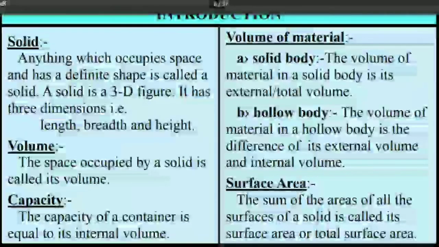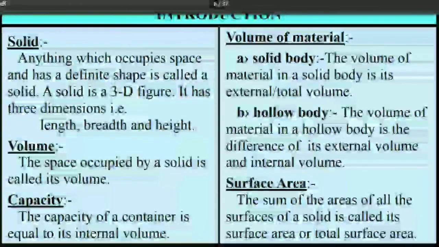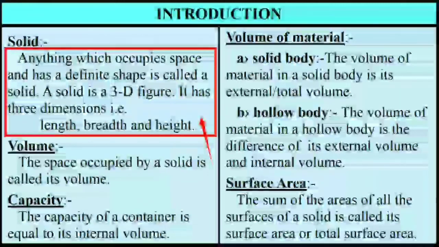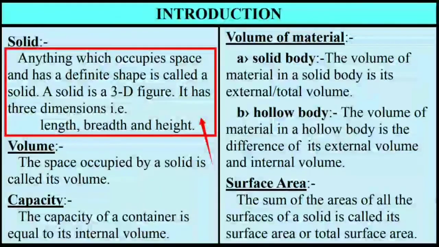Since this is the first day on the chapter solid figures, let's try to recall the meaning of some terms. First word is solid. Anything which occupies space and has a definite shape is called a solid. It is a three-dimensional figure, so it has three dimensions: length, breadth, and height.